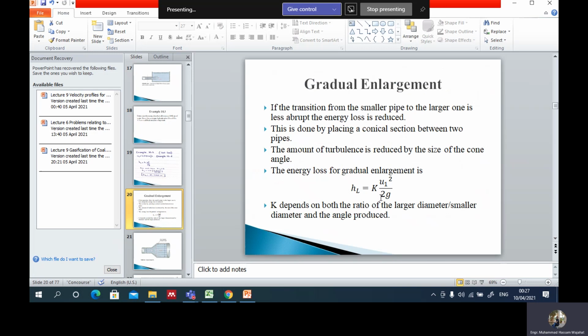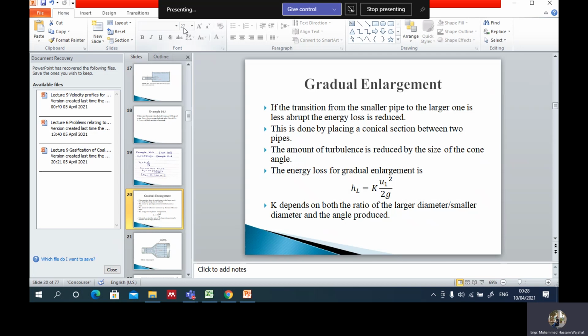Gradual enlargement. Now see, there is sudden enlargement, and there is gradual enlargement. Both are cases of enlargement. The only difference is that in sudden enlargement, the enlargement is very fast and rapid. In gradual enlargement, the enlargement is slow. You can control the enlargement. So if you control the enlargement and it is slow, obviously your energy losses would be less than the energy losses in sudden enlargement. We will note that. The first thing of difference.